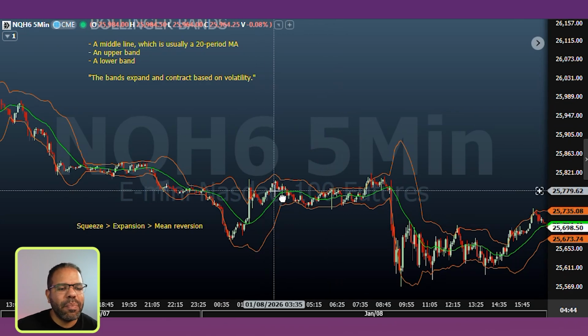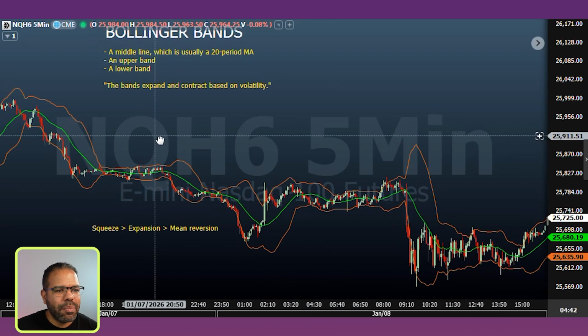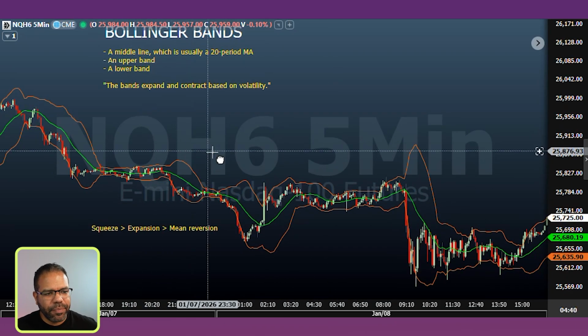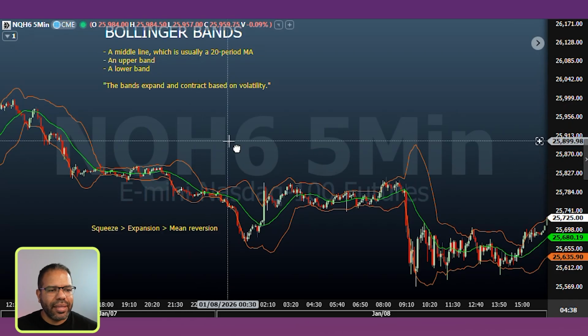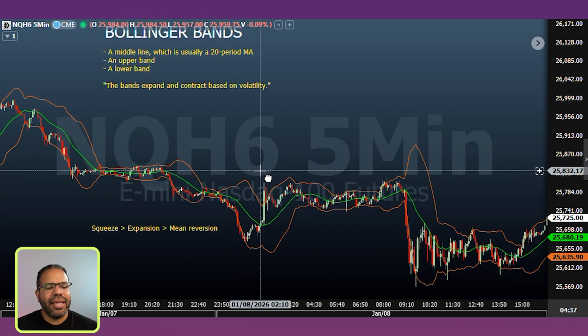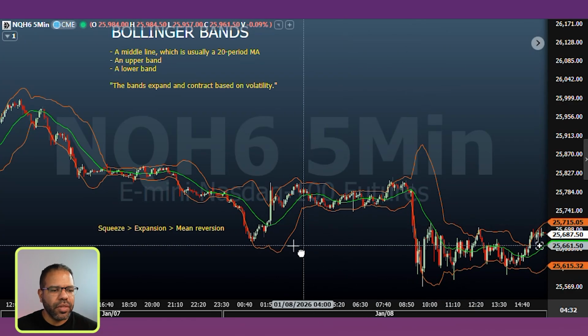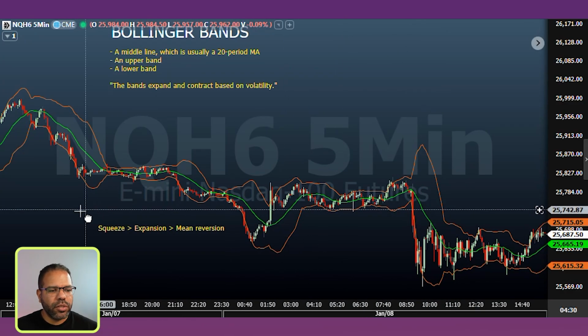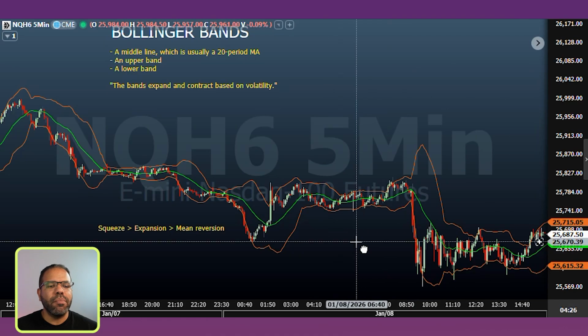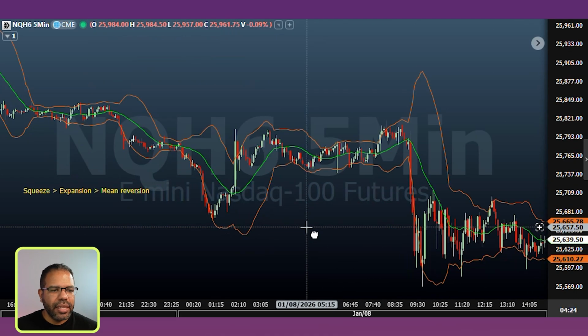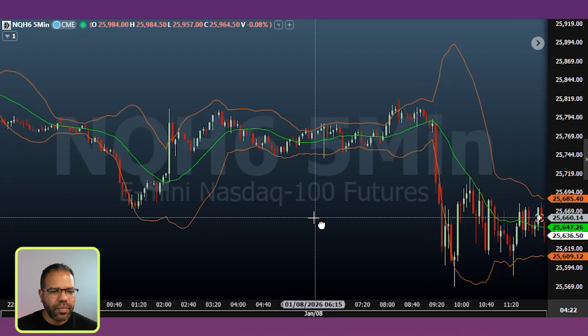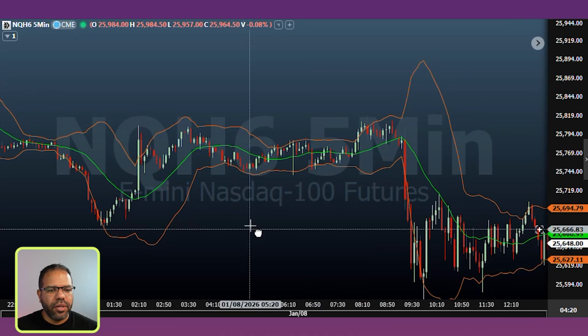Now, these bands expand depending on volatility. So if the market is quiet, they're tightly together. And then if it expands, well, they move away from each other, as we can see here. So we'll call the first part the squeeze. The squeeze is maybe the most important part of the Bollinger Bands. Let's zoom in into this part right here.